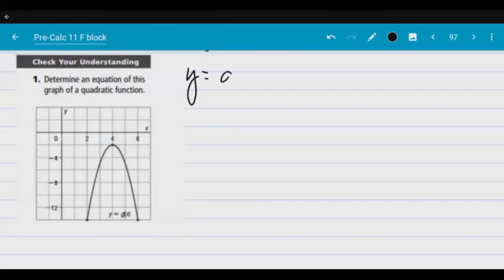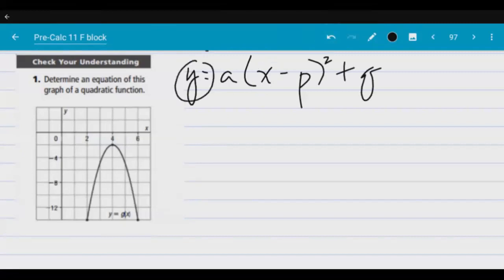This is the equation that we know: y equals a times (x minus p) squared plus q. The trick here is to figure out the values for each of these letters, the a, the p, the q. In this case, I think the p and q are easy to find because they are given by this vertex, and the vertex is (4, -2). The vertex is (4, -2).